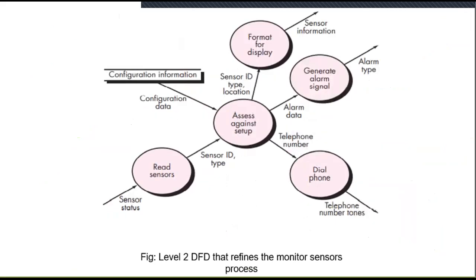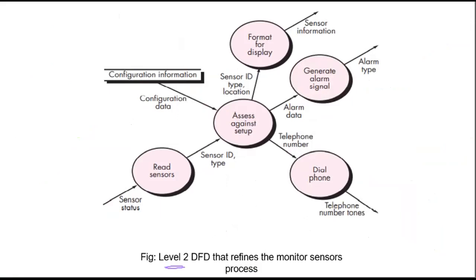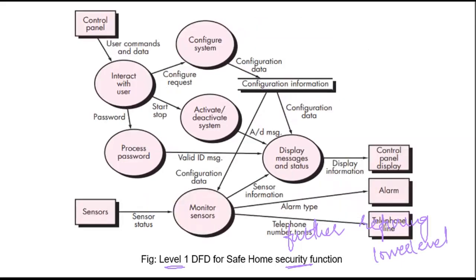Then next is level 2 DFD. Now within the level 2 DFD, you're further refining the diagram into a lower level, that is, adding more information. Now this refinement can continue until each bubble performs a specific simple task. For this particular level 2, we are making changes within the monitor sensors.